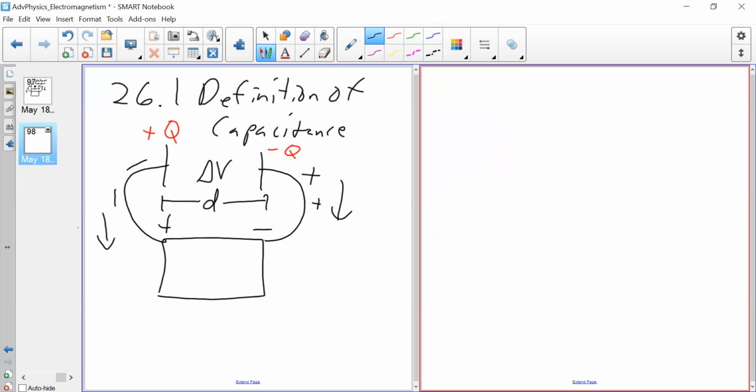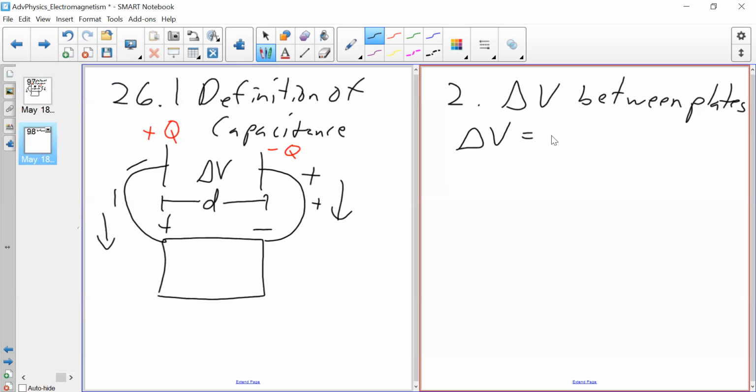And then next, there is a voltage between the plates. We know a lot about that now, from previous lectures. Delta V, voltage difference. So you can say V minus A, or final minus initial.